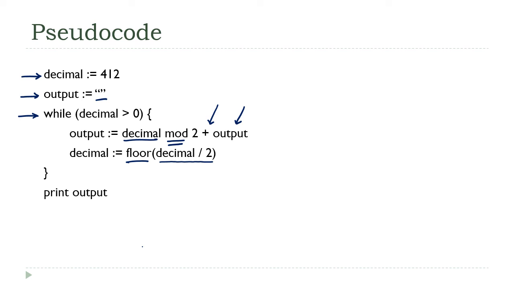And eventually, as we saw in the last example, that decimal value is going to become 0. When it does, this test criterion is no longer going to be true. We're going to be finished. We're going to drop out of that loop and output the result. All right, so there's our pseudocode representation of this algorithm for converting a decimal number into a binary number.